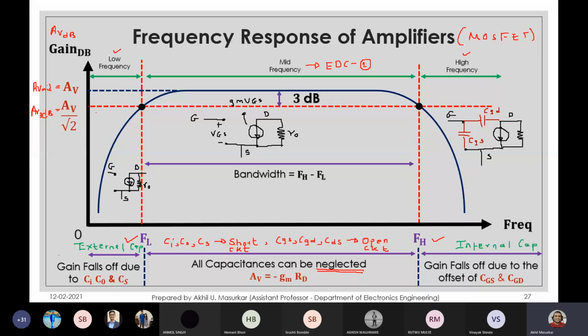So once you are done with this curve, please write done in the chat box. Okay, Ayush.